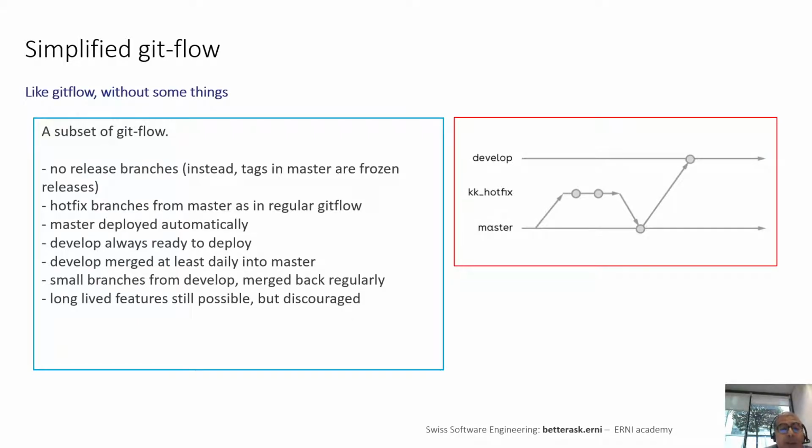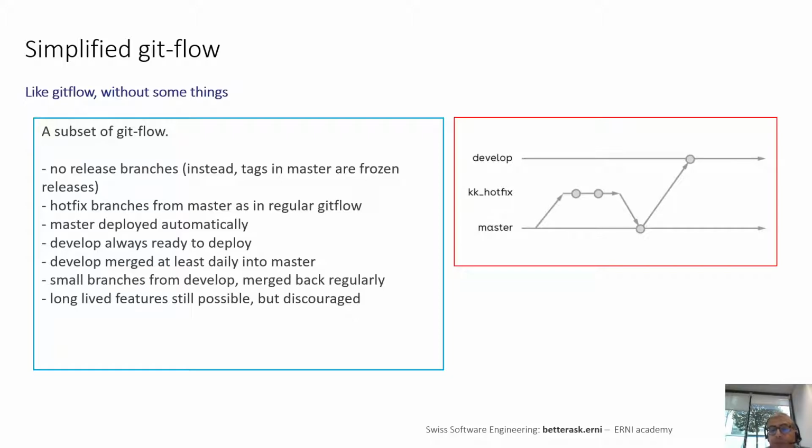The hotfix branches come from master the same way, and master is supposed to be deployed automatically without problems. It intends to have develop ready to deploy, but this might not be so easy to achieve. And as usual, you have small branches from develop, which are merged back into develop. And long-lived features are still possible, but in this case they are discouraged.